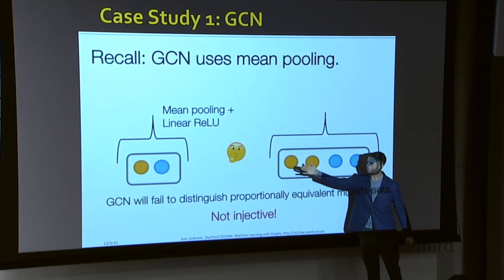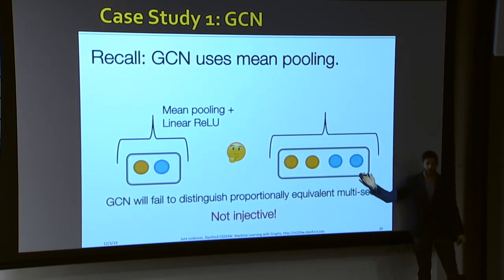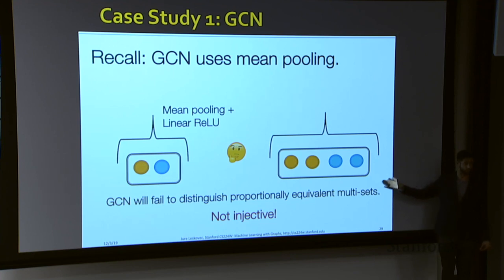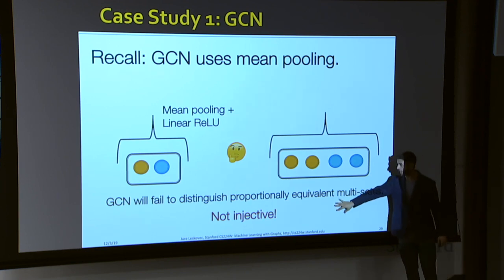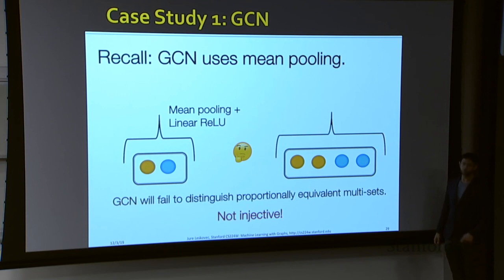So we had one yellow node, one blue node, and now we have two yellow nodes, two blue nodes, and of course now this is not injective, right? Because we have two different multisets, but both of them, thanks to the mean pooling, will map exactly to the same output value. So now we've seen why a GCN will fail in this case. Let's go to the next case study.